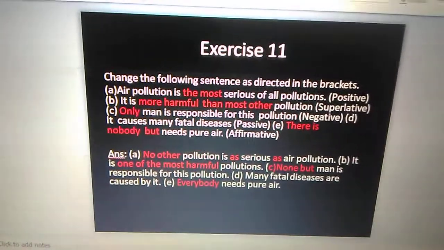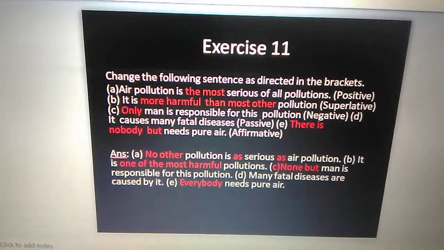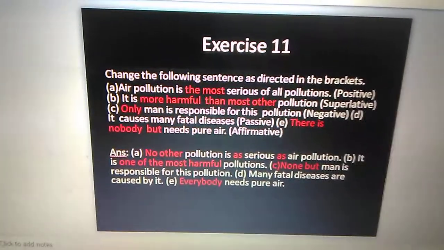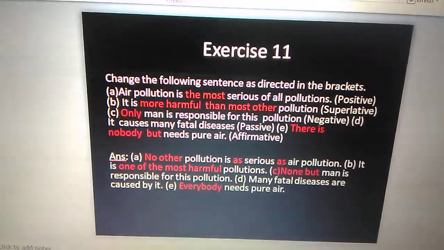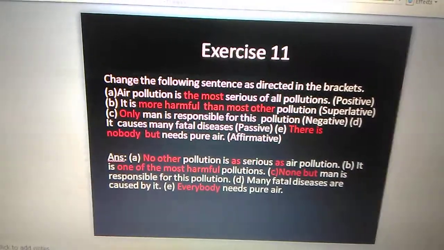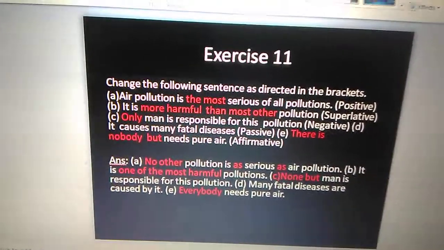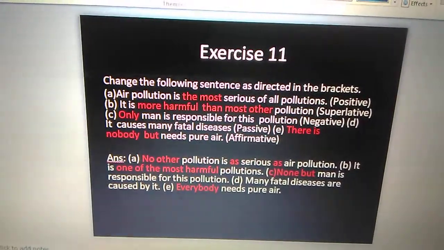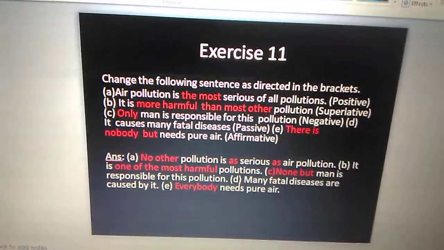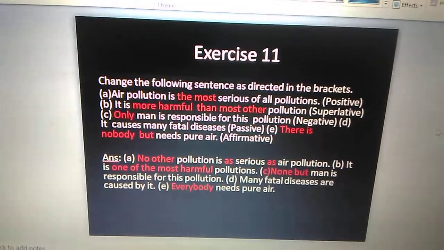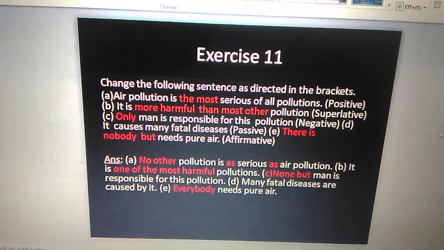Only man is responsible for this, negative. If you get the word only, and it is used before a person, you have to use none but. If it is used before things, you have to write nothing but. If it is used before a number, you have to write not more than or not less than. So only man is responsible for this, so you have to write none but man is responsible for this.